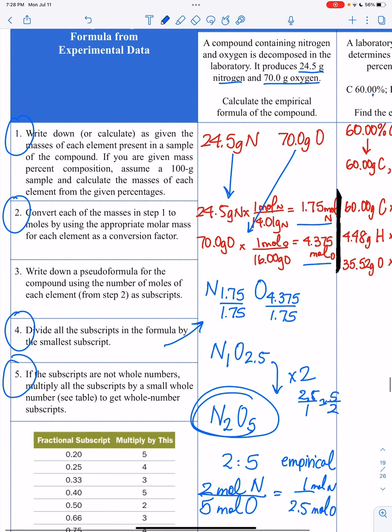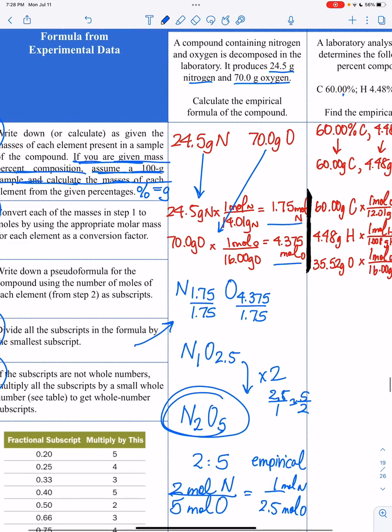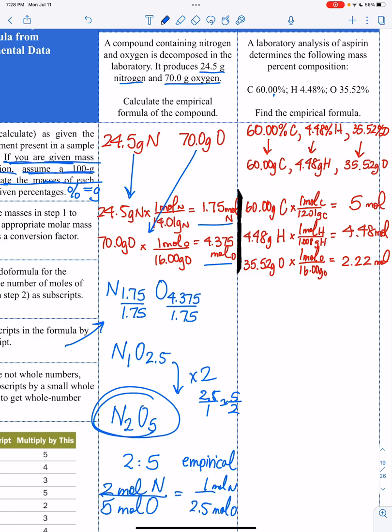Now look here. Write down or calculate as given the mass of each element. If you are given mass percentage composition, assume a 100-gram sample and calculate the masses of each element. In that case, the percentages are just equal to the grams. So if I have 60.00% carbon, that means I just have 60 grams carbon. 4.48% hydrogen just means I have 4.48 grams hydrogen. 35.52% oxygen just means I have 35.52 grams oxygen.